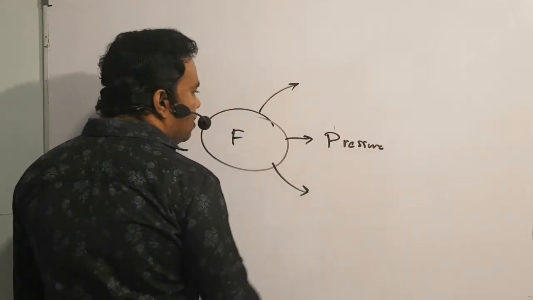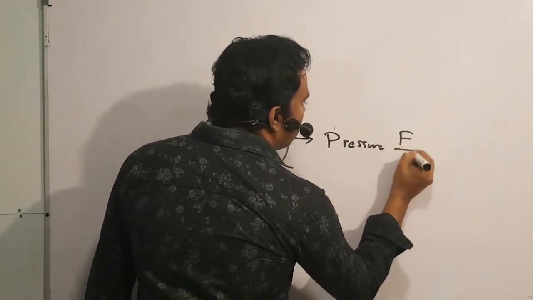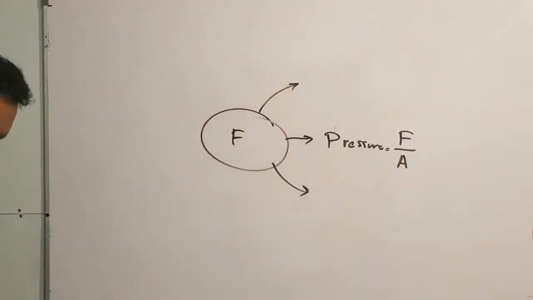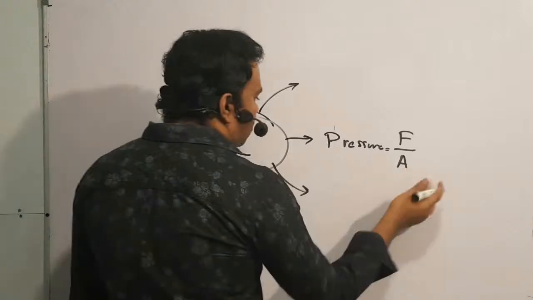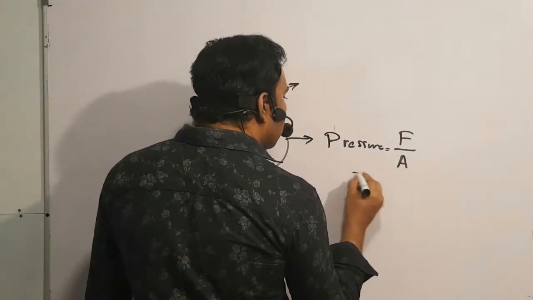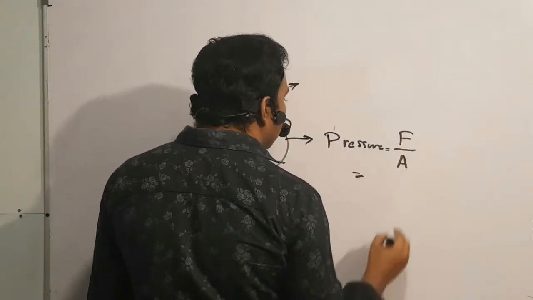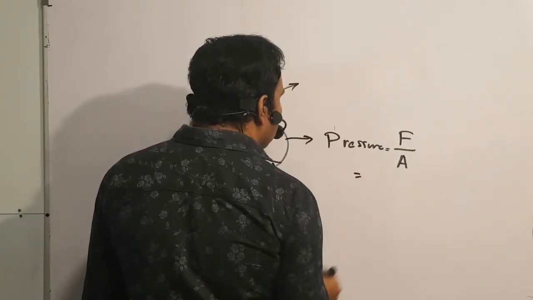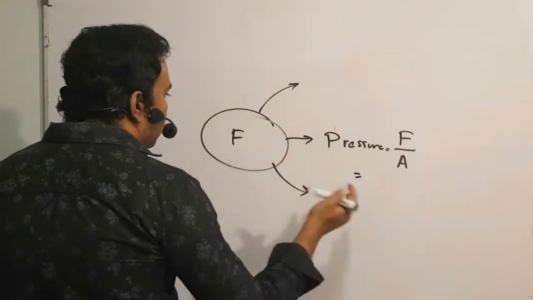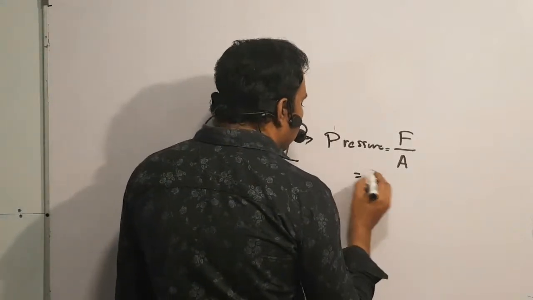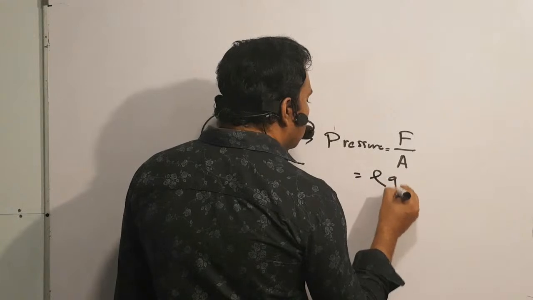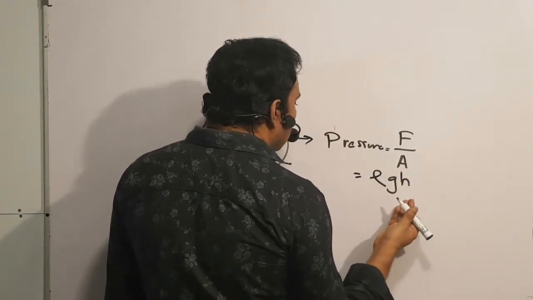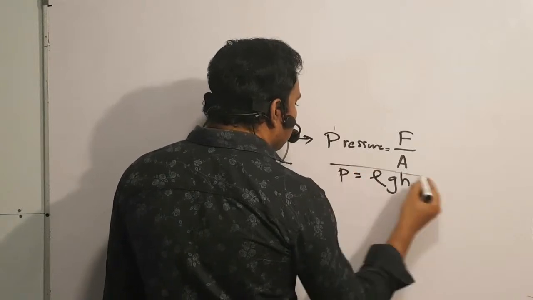Okay, pressure means force upon area. So that's normal solid pressure. The same thing, force is mg. And we can calculate liquid pressure, rho g h or h rho g. So we can calculate that liquid pressure.